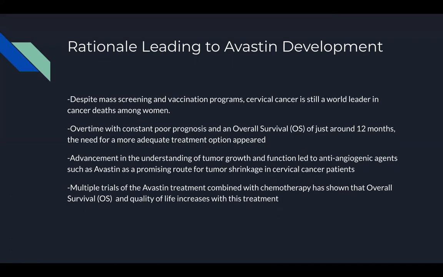Advancement in the understanding of tumor growth and tumor function led to anti-angiogenic agents such as Avastin as a promising route for tumor shrinkage in cervical cancer patients. Multiple trials of the Avastin treatment combined with chemotherapy have shown that overall survival and quality of life increases with this treatment.